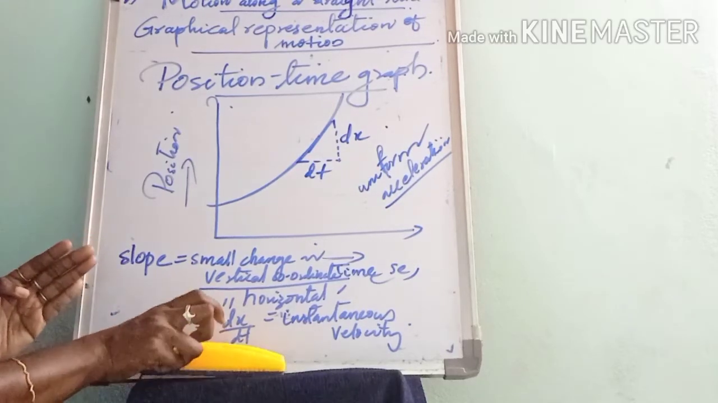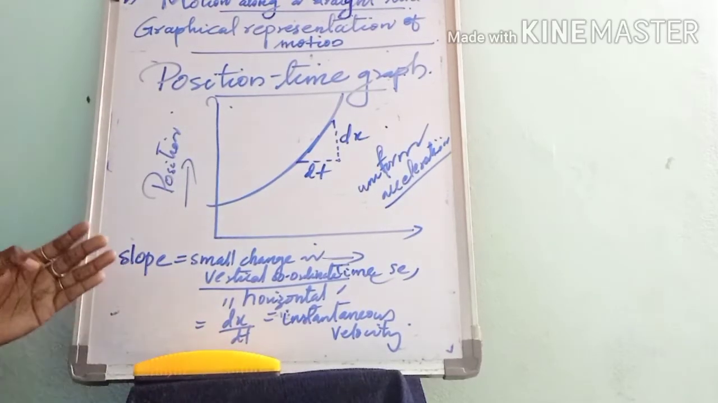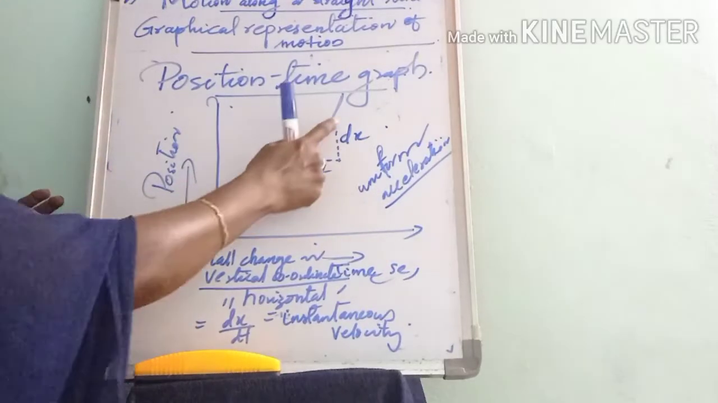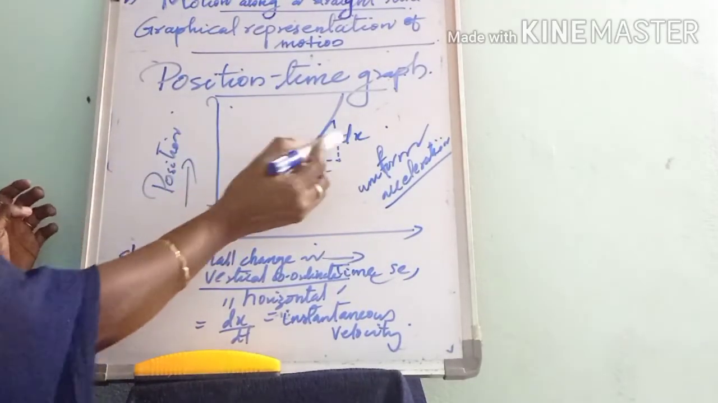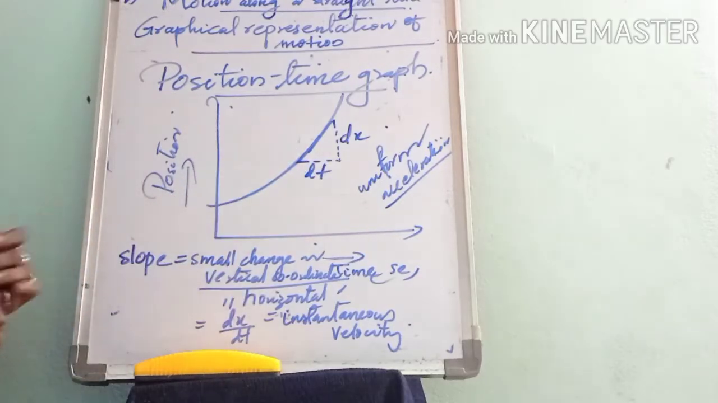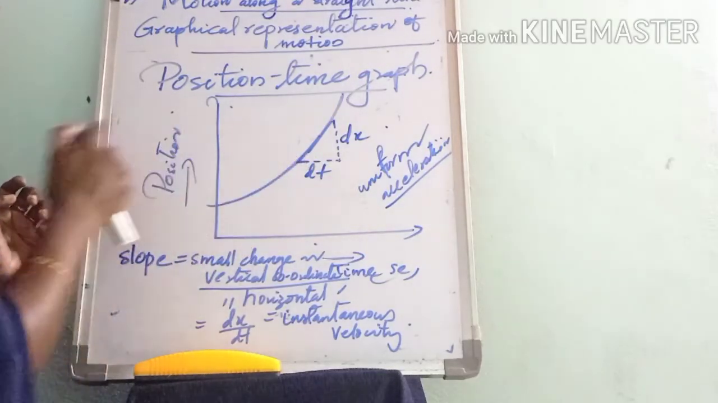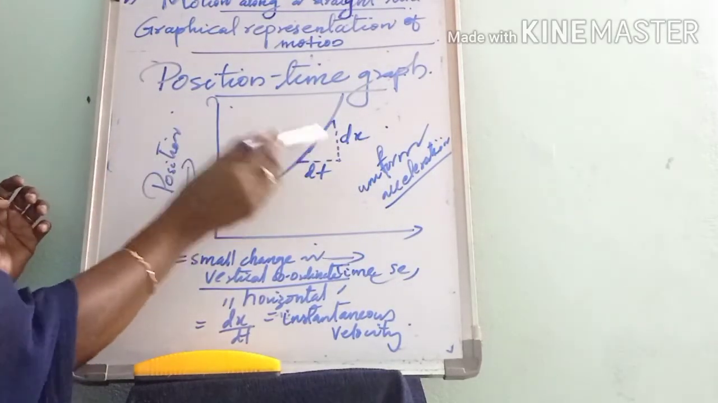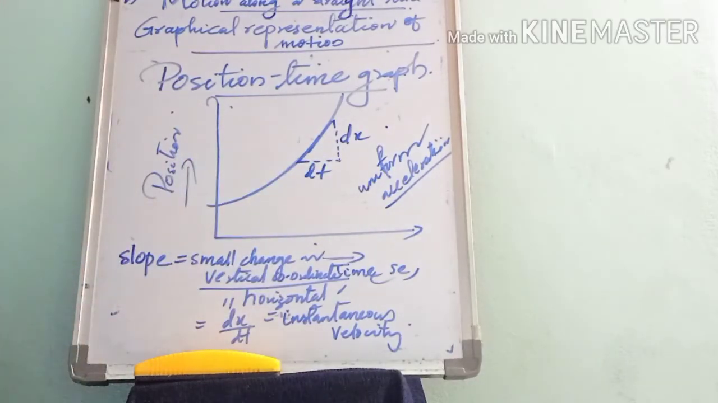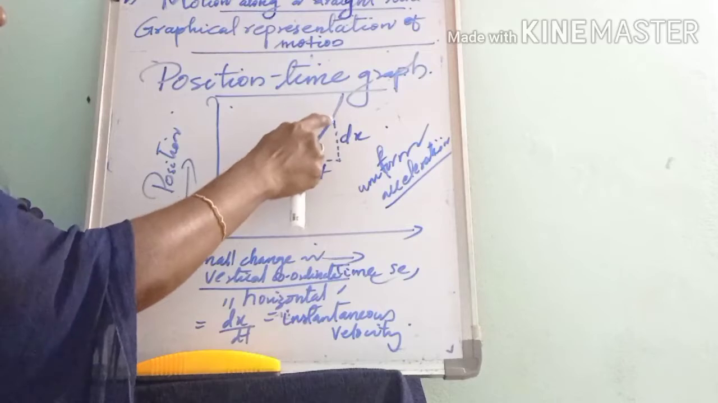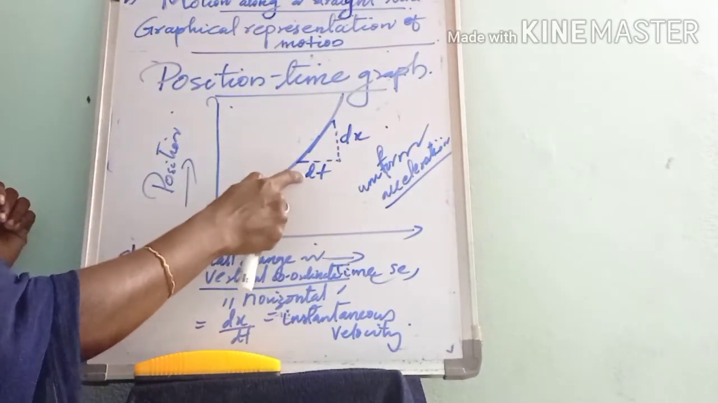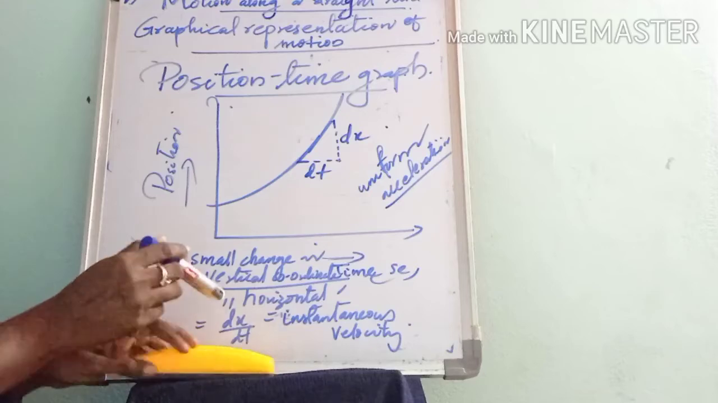Here we can calculate the slope of this position-time graph. The slope gives a small change in vertical coordinate divided by a small change in horizontal coordinate. We can represent the small change in vertical coordinate as dx and the small change in horizontal coordinate as dt. So we can write dx by dt.